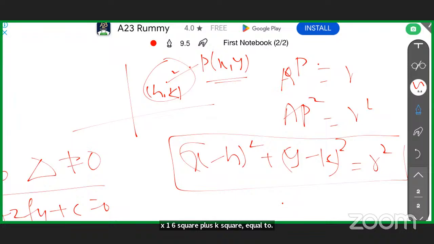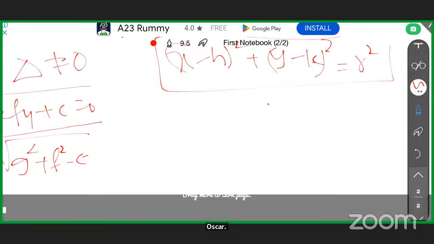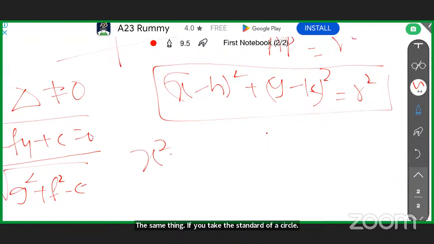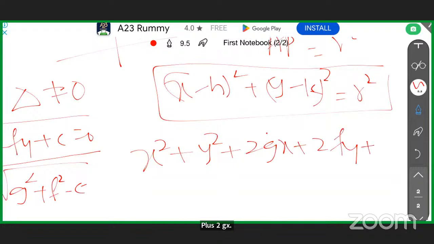The same thing if you take the standard equation of a circle. The standard equation of a circle is given by x square plus y square plus 2gx plus 2fy plus c is equal to 0.